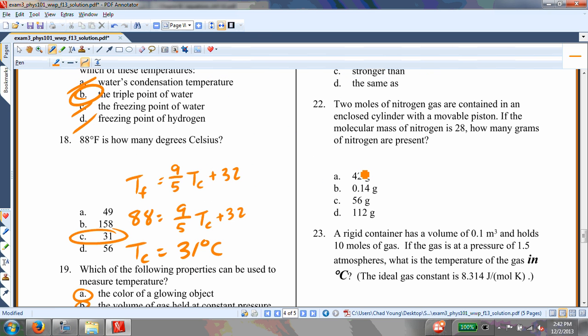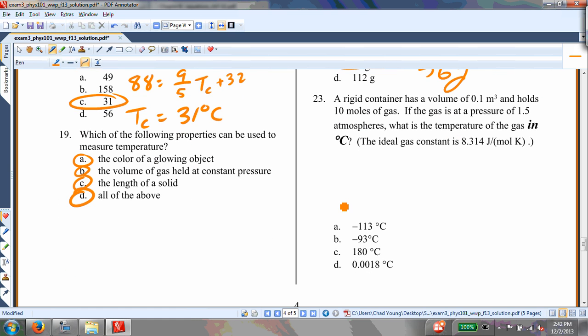2 moles of nitrogen gas are contained in an enclosed cylinder with a movable piston. If the molecular mass of nitrogen is 28, how many grams of nitrogen are present? All right, this is the number of grams per mole. So I have 28 grams per mole, and I have 2 moles. I multiply these, and I get 56 grams. So 22 is C. And then the last one, 23.